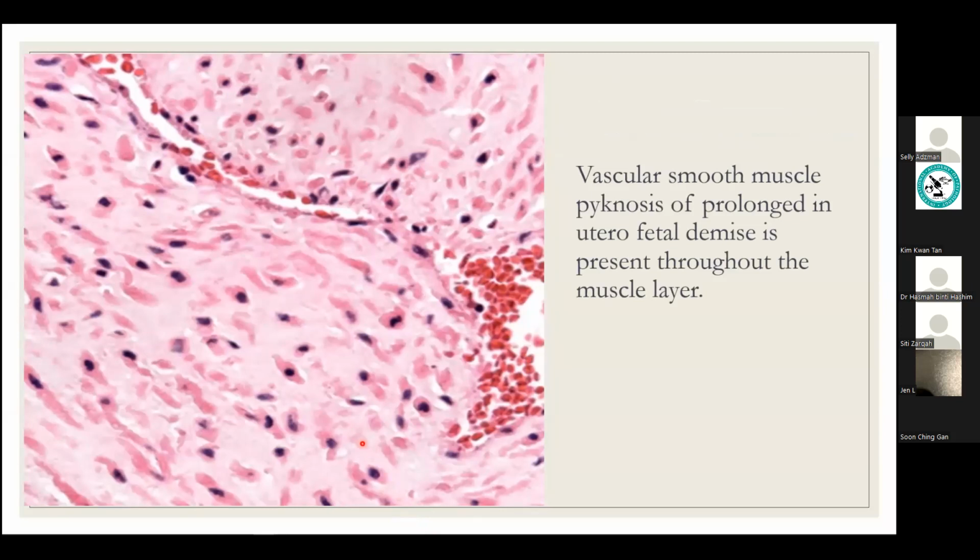I just want to show you the changes in IUD. This is the lumen. The changes will be circumferential. It doesn't have polarity, meaning there is no difference in the changes towards the periphery of the umbilical cord, and there is also absence of meconium macrophages. Okay.